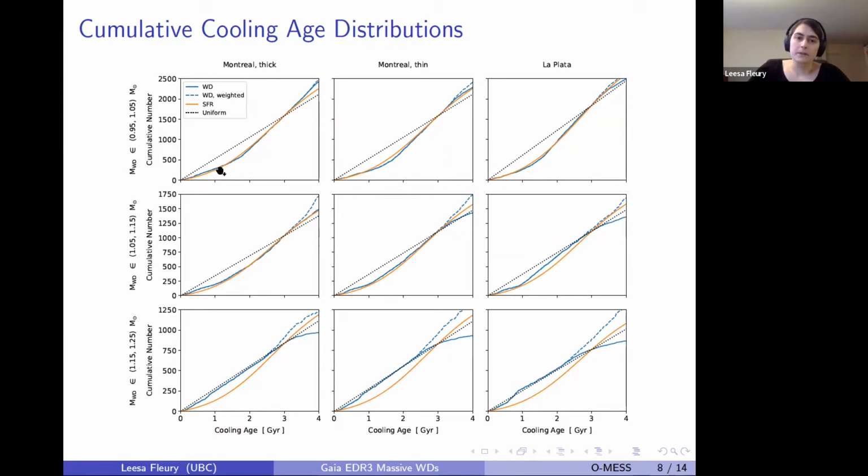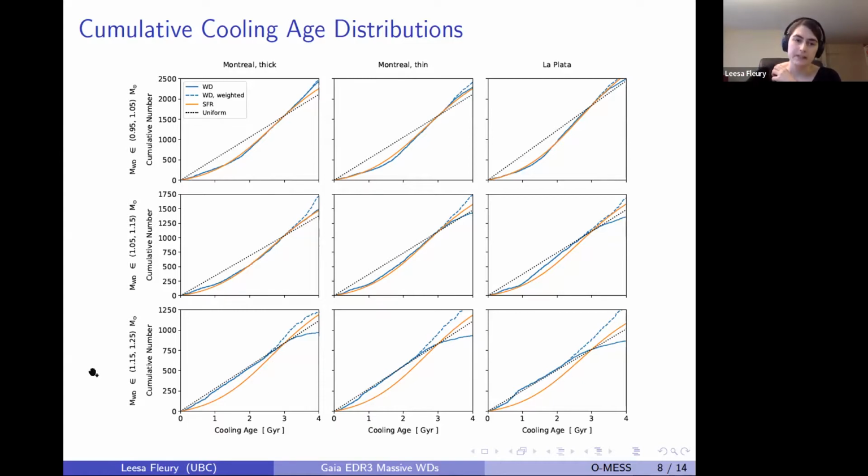In orange, I show the star formation rate. And for reference, I also show a uniform distribution as a dotted black line. And we see for the 2 lightest mass bands, which are these top 2 rows, both visually and statistically when I run the analysis, statistical consistency between the empirical distributions and the star formation rates for most of the models considered.